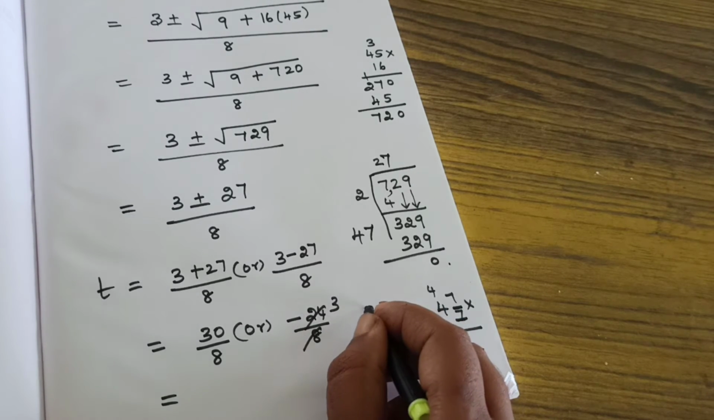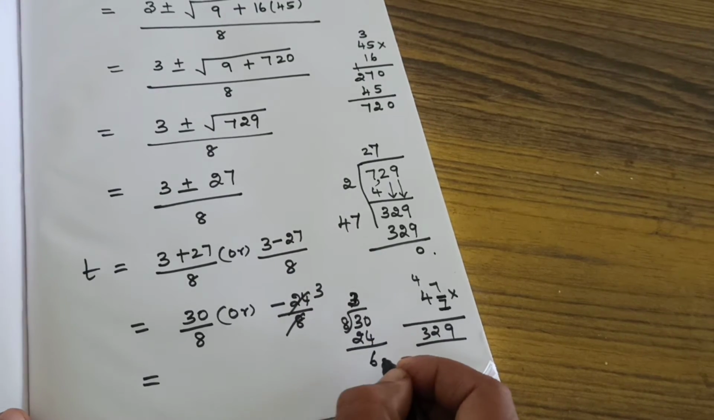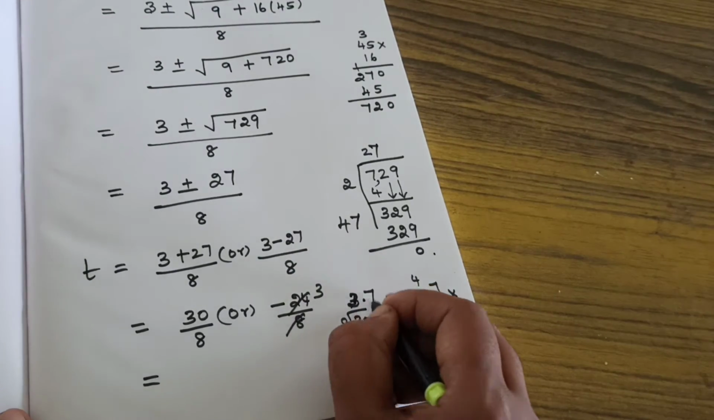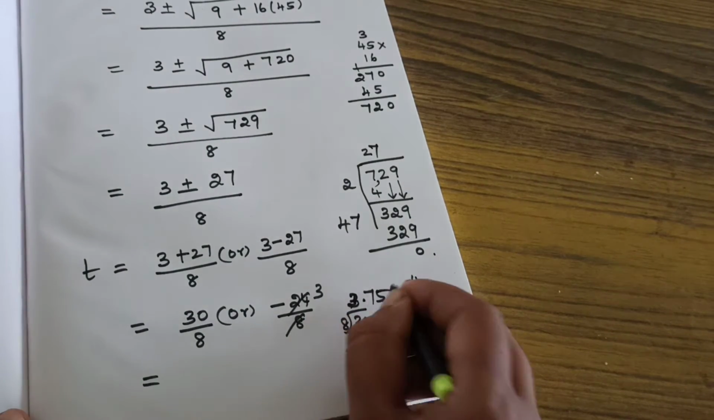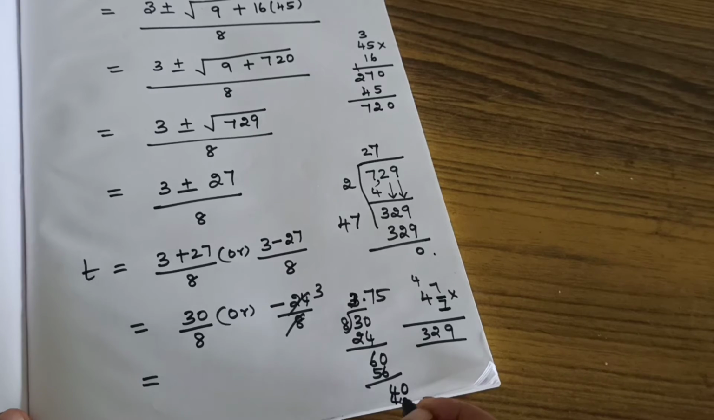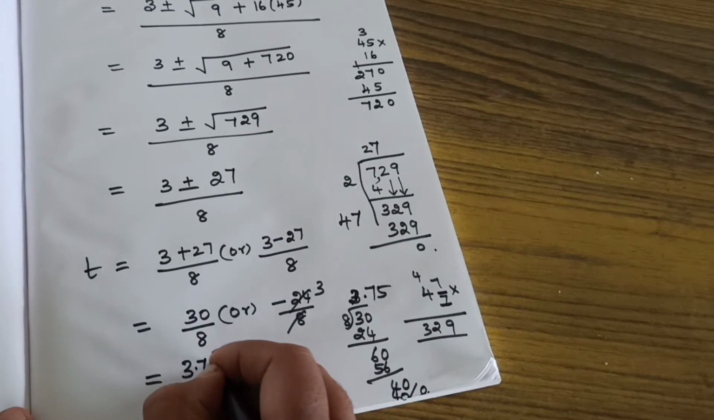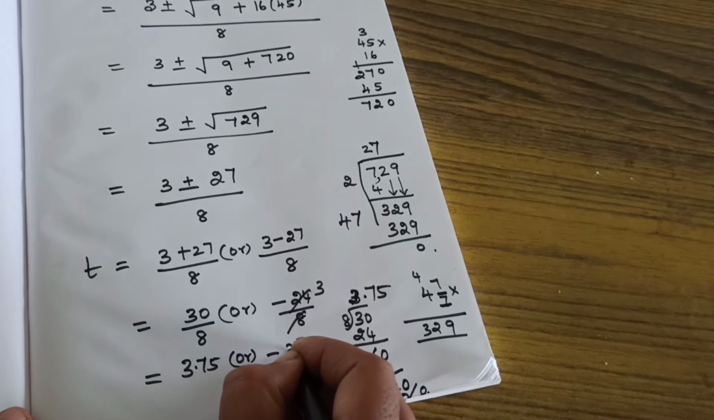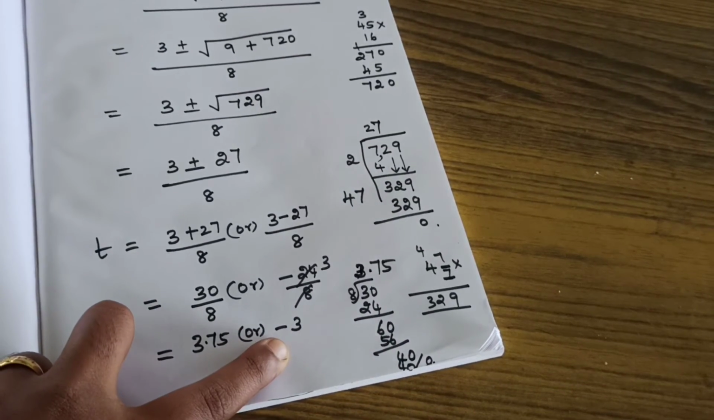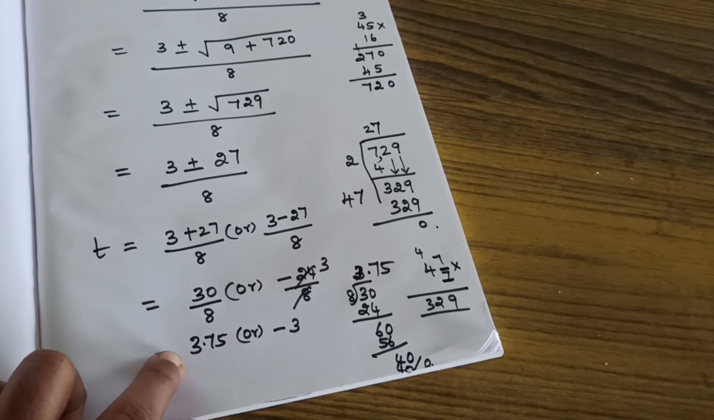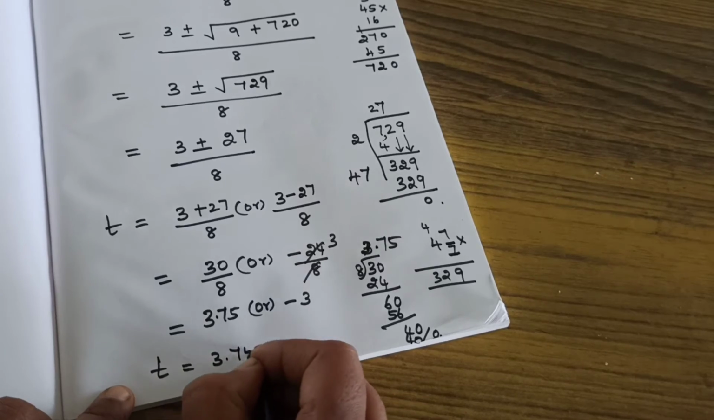24, balance 6. Put 1 0. Put the point. 7 56 and 4 0 1. So 40 0. So here 3.75 or minus 3. Just think practically, will time be negative? Not at all. So what is the value? So time is equal to 3.75.